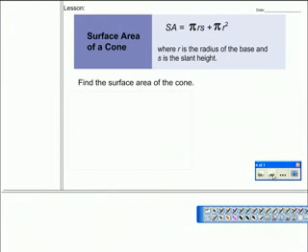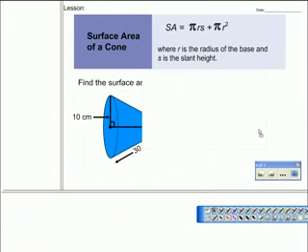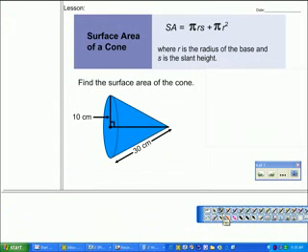Here's the last one. This is a surface area of a cone. Now notice, you only need two numbers. One of them is something different. It's called a slant height. It's the height of the cone on the outside. We don't need the height on the inside. But once again, just like the cylinder one, surface area of a cone, all we need are two numbers. The radius of the circle on the base and the slant height.